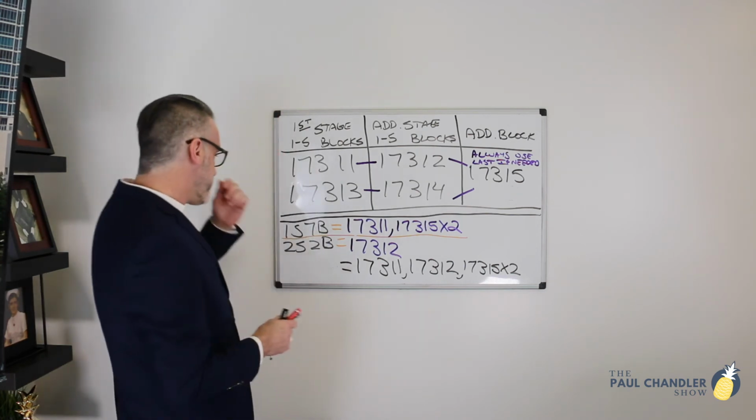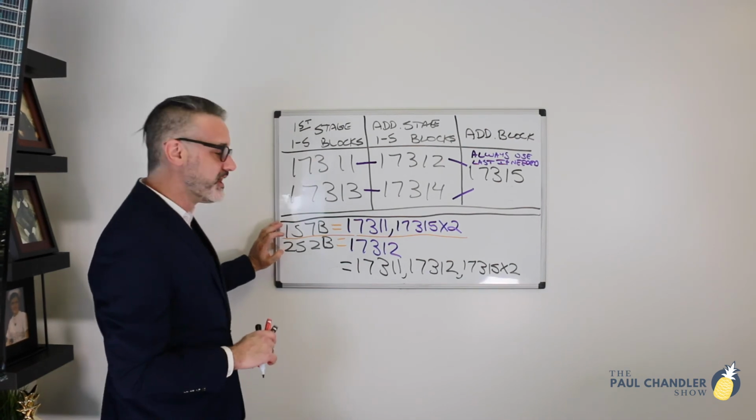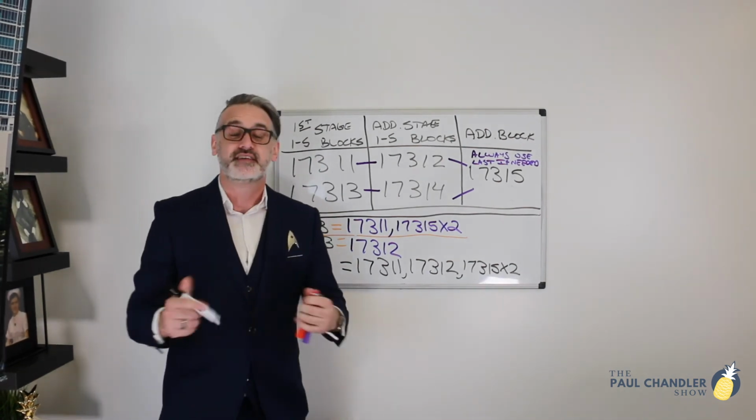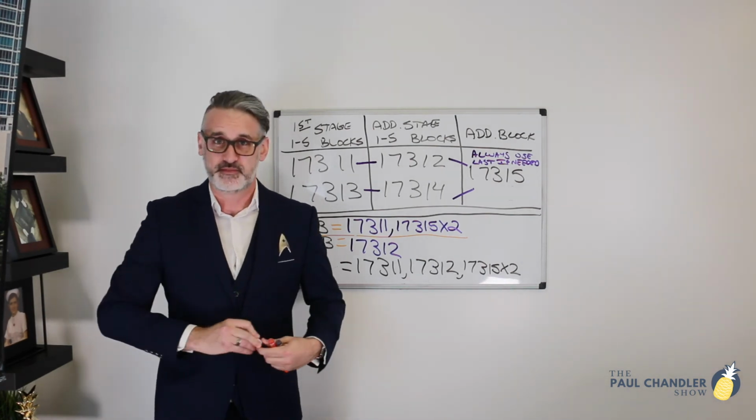So coming up here all together, I have my 2 stages. First stage is 7 blocks, second stage is 2 blocks. The final codes: 17311, 17312, and 17315 times 2.